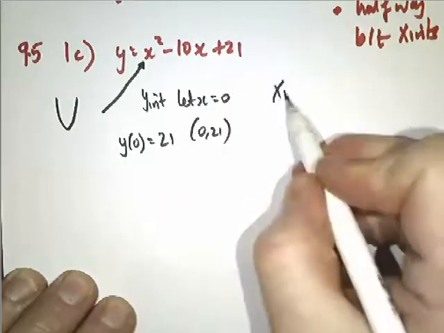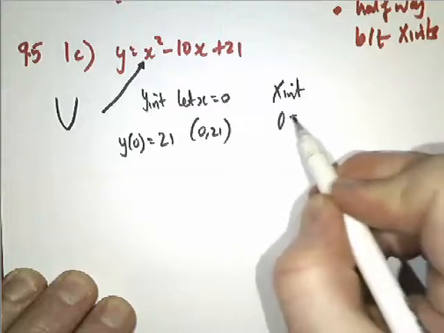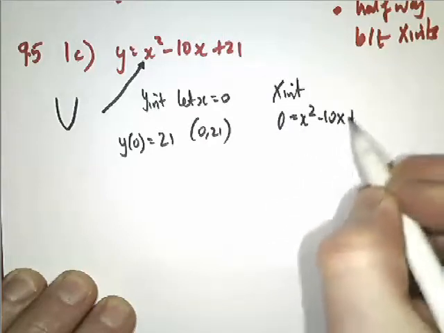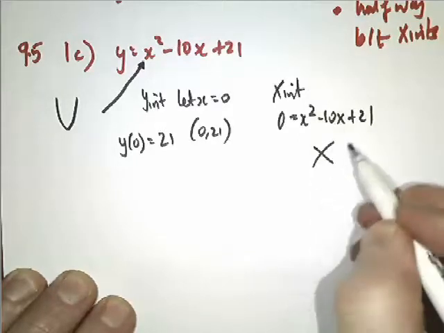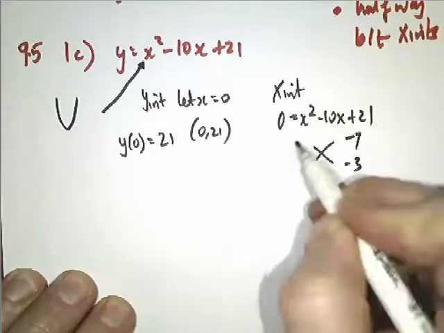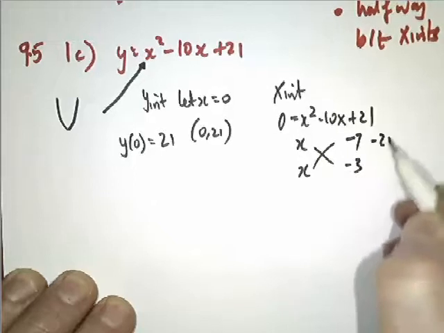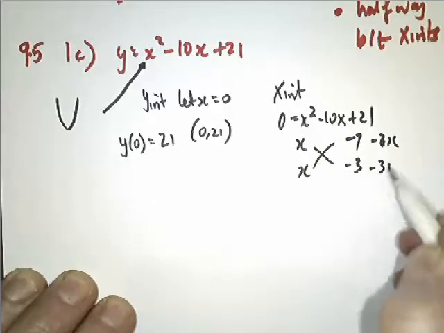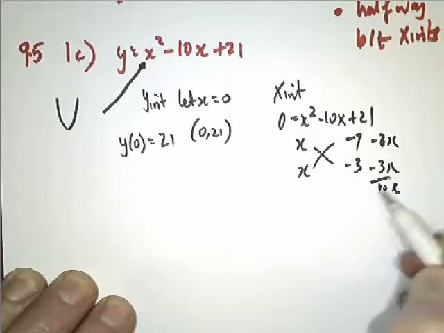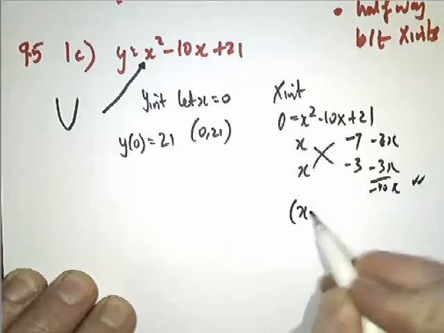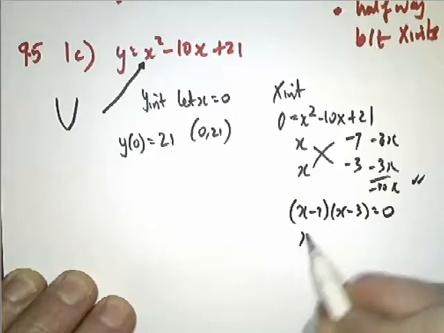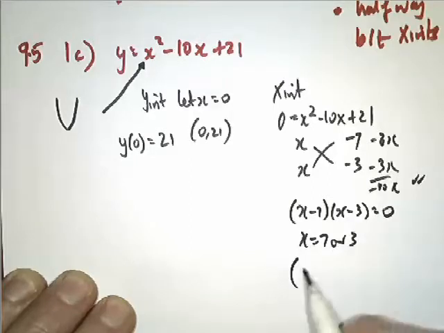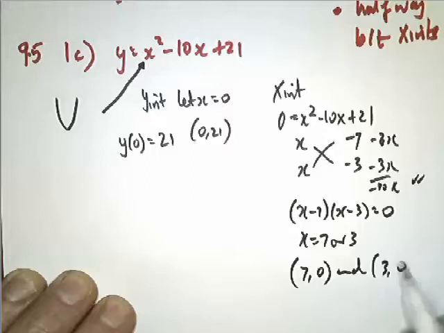To find the x-intercept, 0 equals x squared minus 10x plus 21. I could crisscross negative 7, negative 3: x, minus 7x, minus 3x, minus 10x. That's correct. So (x minus 7)(x minus 3) equals 0, which means x equals 7 or 3. So my x-intercepts are at (7, 0) and (3, 0).